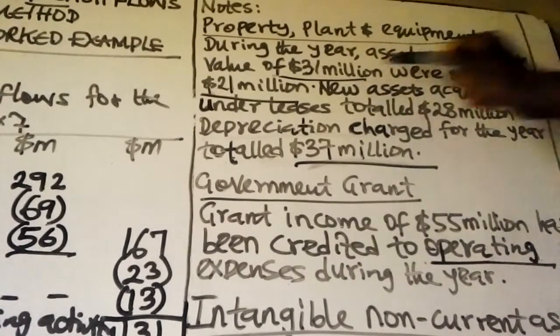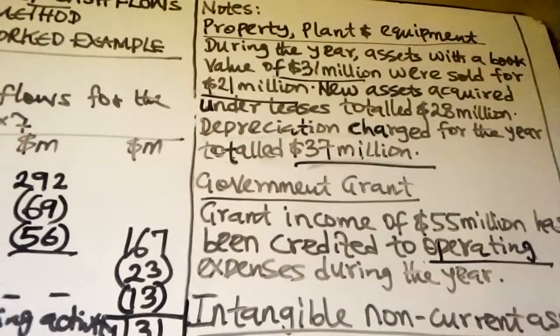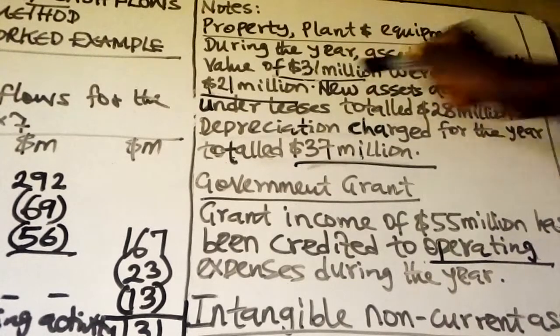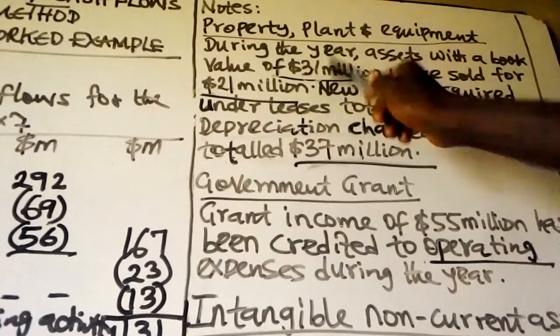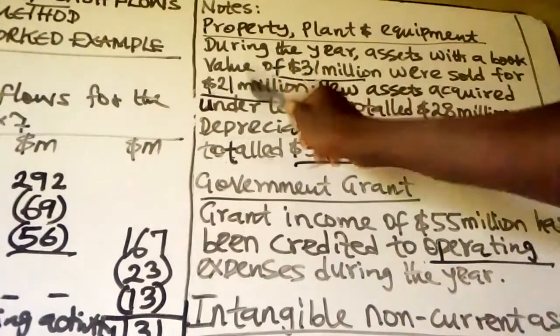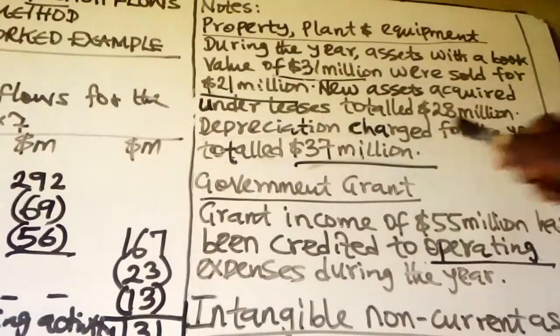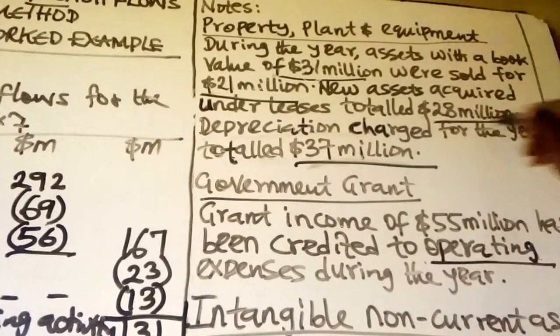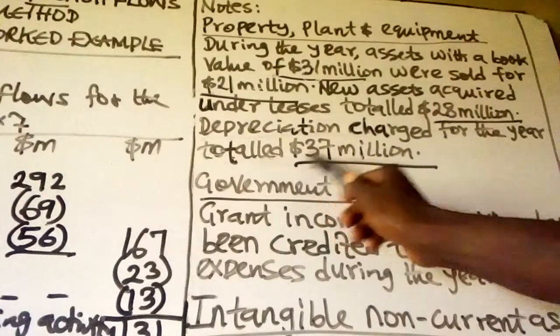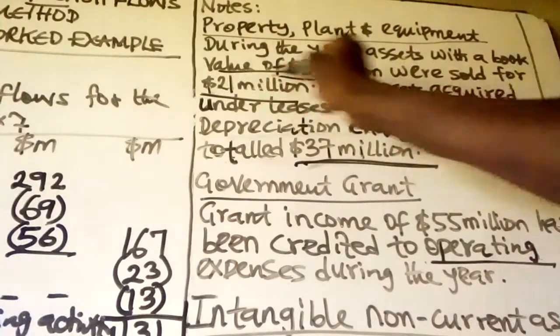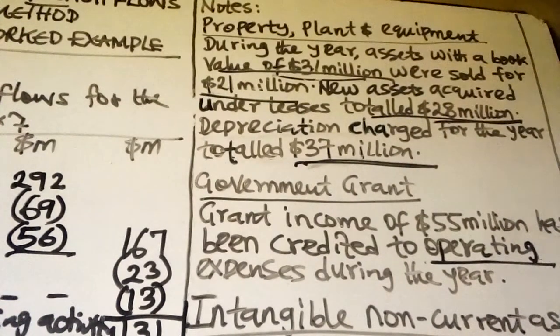During the year, assets with a book value of 31 million were sold. There is a disposal. This 31 million, the carrying amount, that is the book value, you are going to remove. So that will lead to reduction in PPE. Were sold for 21 million. You don't need the proceed in the movement in PPE. New asset acquired under lease totaled 28 million. Another one, there is an acquisition under lease, and depreciation charge for the year totaled 37 million. That means you are going to consider depreciation, asset acquired through lease, and the carrying amount of the asset disposed.